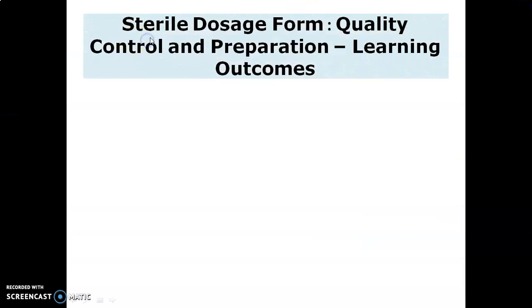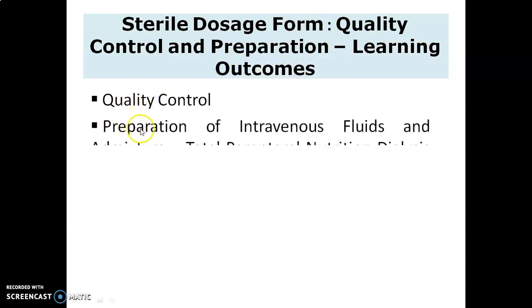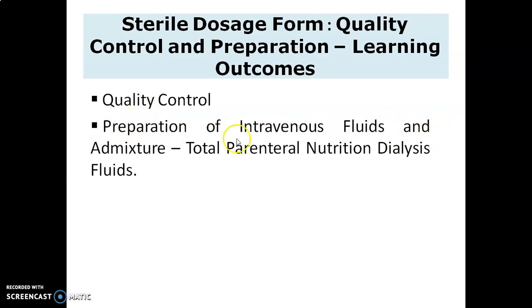Then the learning outcomes from today's session, that is sterile dosage form, quality control and preparation. Learning outcomes are quality control, then preparation of intravenous fluids and admixture, total parenteral nutrition, dialysis fluids.